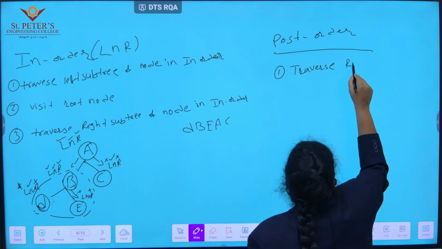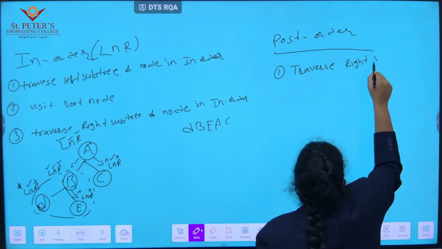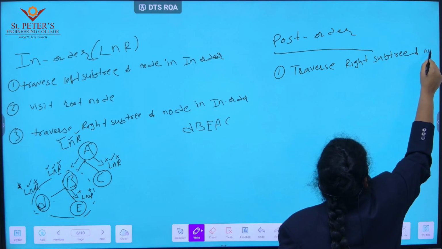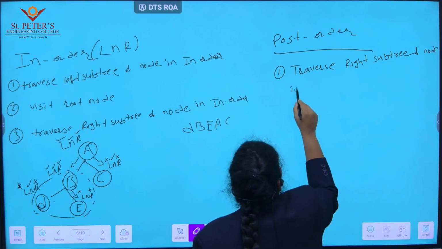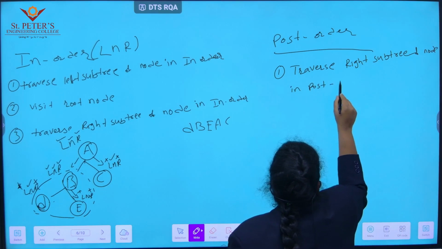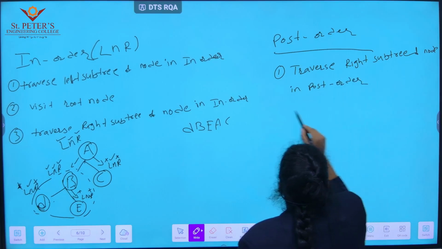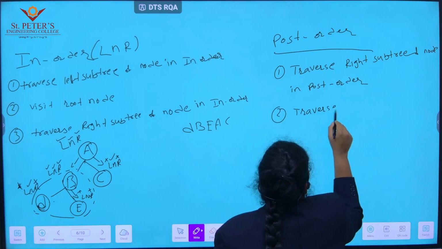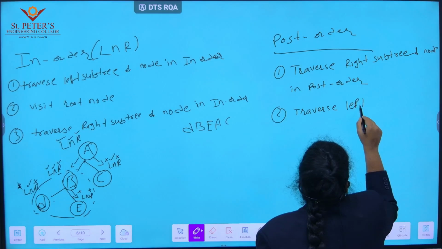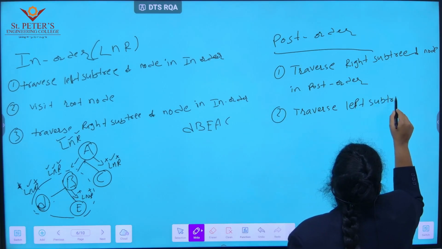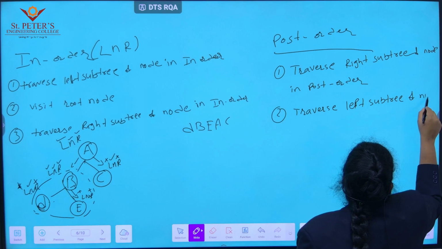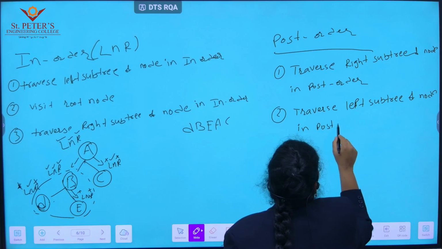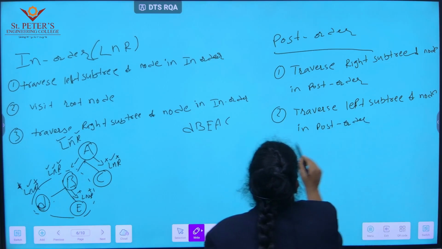traverse right subtree of node in post order. Next, traverse left subtree of node in post order. Next, third one is visit root node in post order.